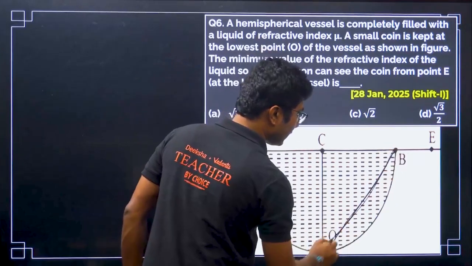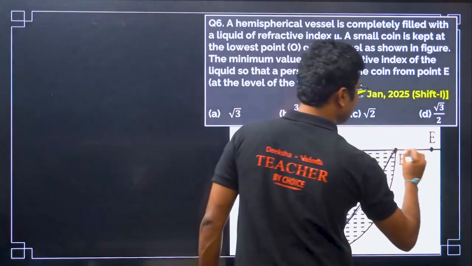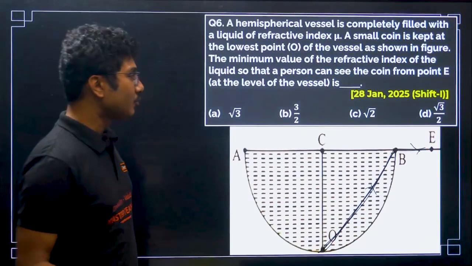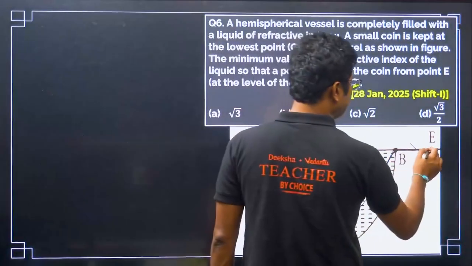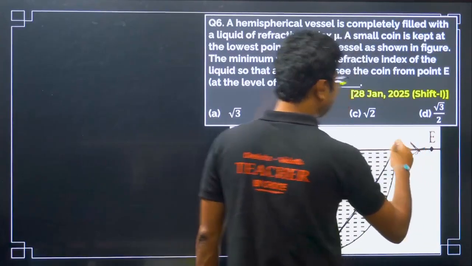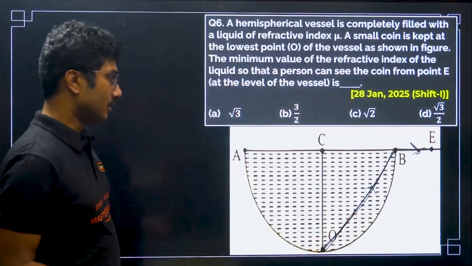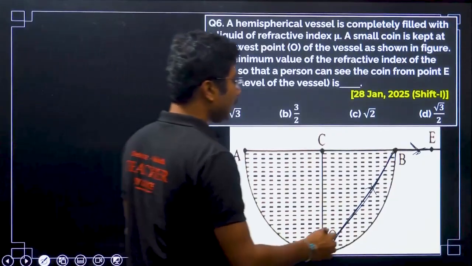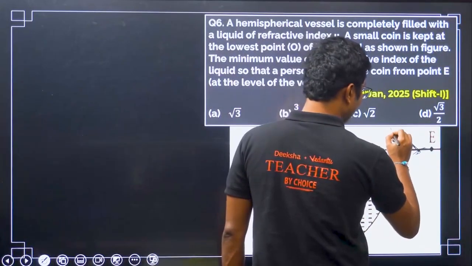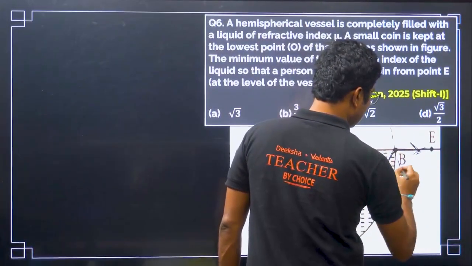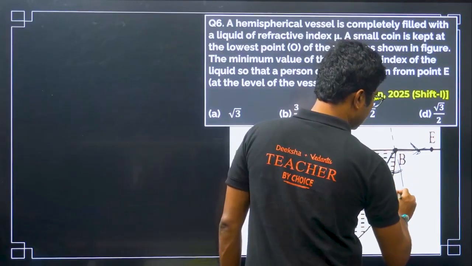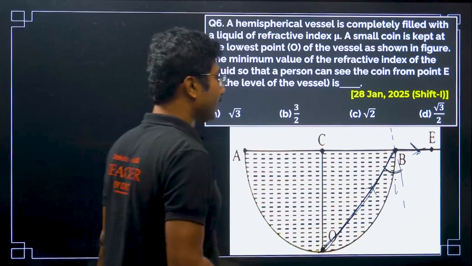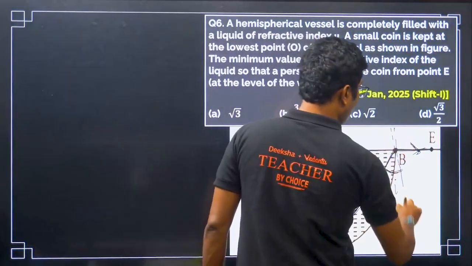and light travels here, and then it suffers total internal reflection at the critical angle. This angle should be the critical angle so that you can see it from E. Okay, anything more than that, it will be total internal reflection, but this case is critical angle. So what is the critical angle? Suppose this is the angle of incidence, this is critical angle, right? In this case, this angle I will be critical angle, right?